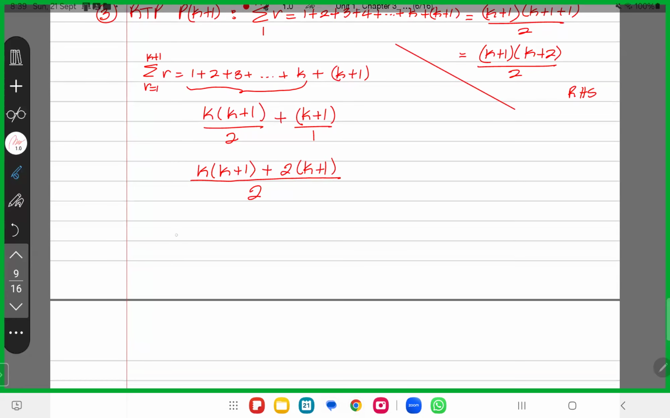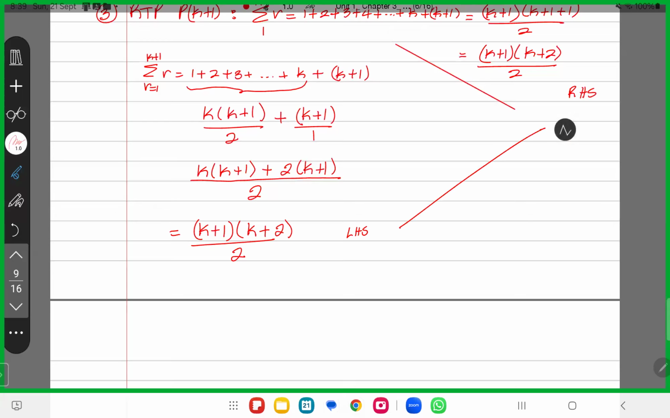Now, looking at the numerator, we can see that k plus 1 is common. If you factor out a k plus 1, now k plus 1 into k times k plus 1 is k, plus k plus 1 into 2 times k plus 1 is 2, and this is all over 2. So this is the left-hand side. And at this moment, you can see that this is equal to the right-hand side.